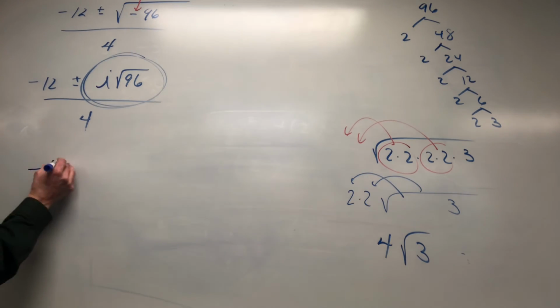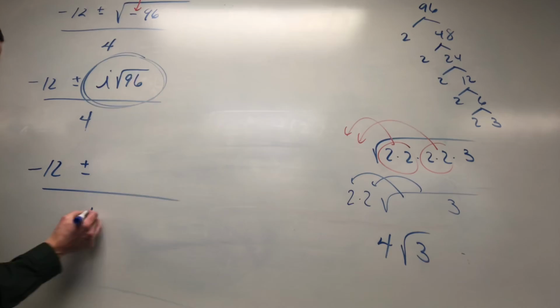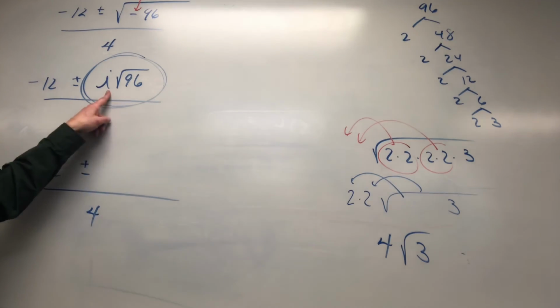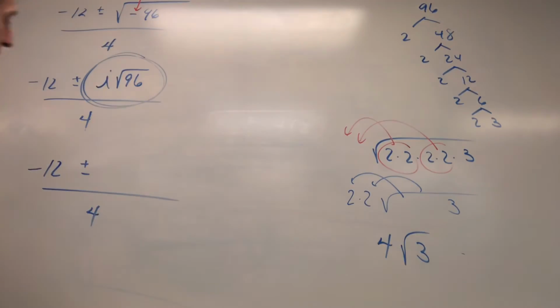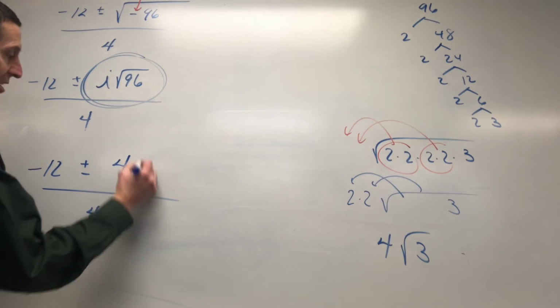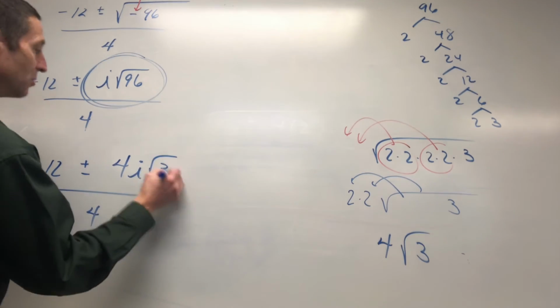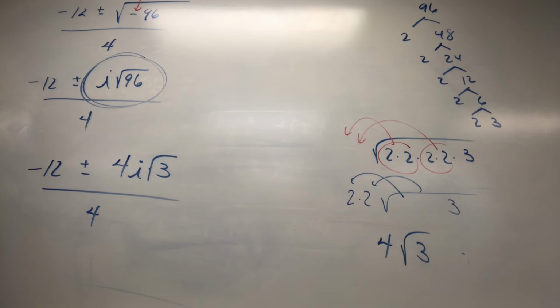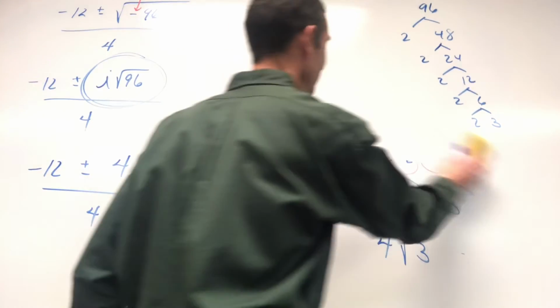So where's the i go? That's a pretty good question. I've got this i still hanging around and there's this 4 square root of 3. Put the 4 first, then the i, then the square root of 3. And that's how you rewrite that. Okay, let's clean this up and then we'll be done.